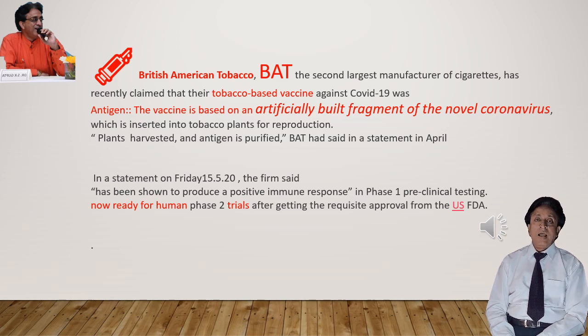produce an immunological response. It has shown to produce a positive immunological response in phase 1 preclinical testing, and the vaccine is now ready for phase human trials after it gets the requisite approval from the United States FDA.